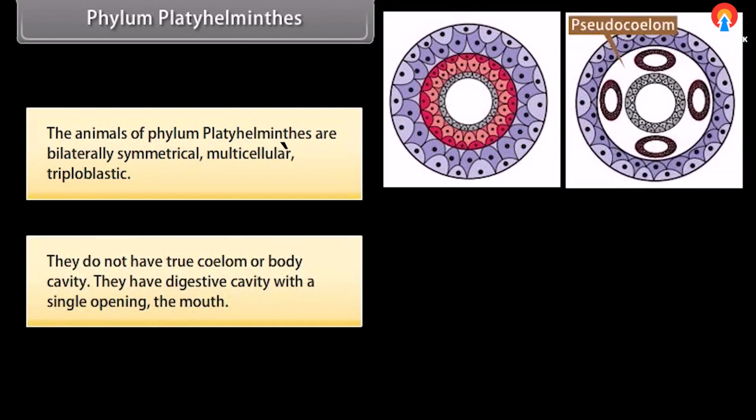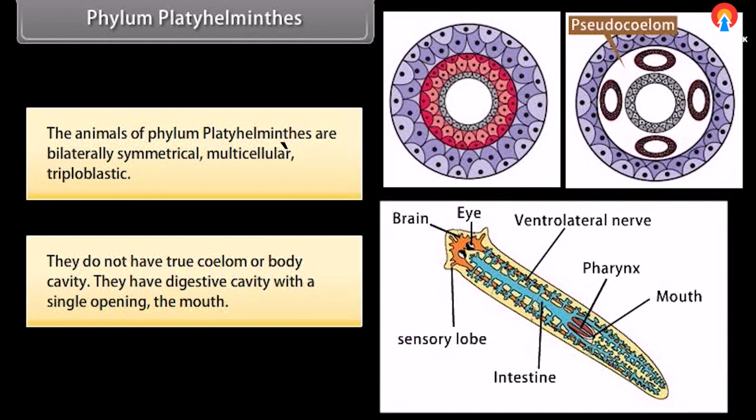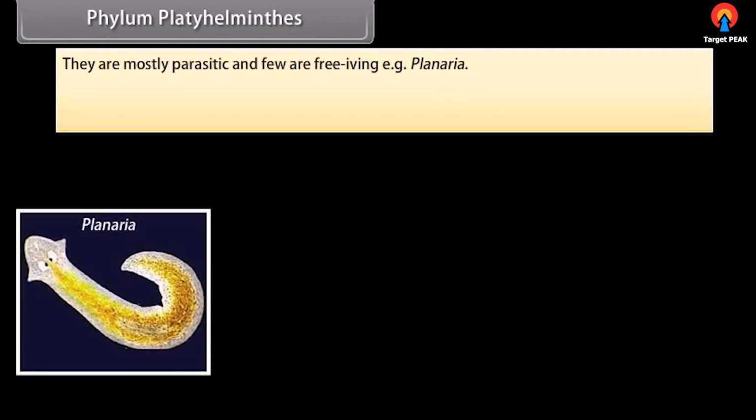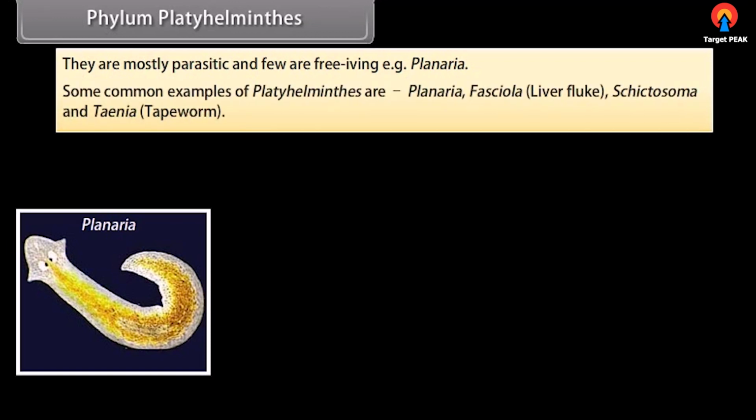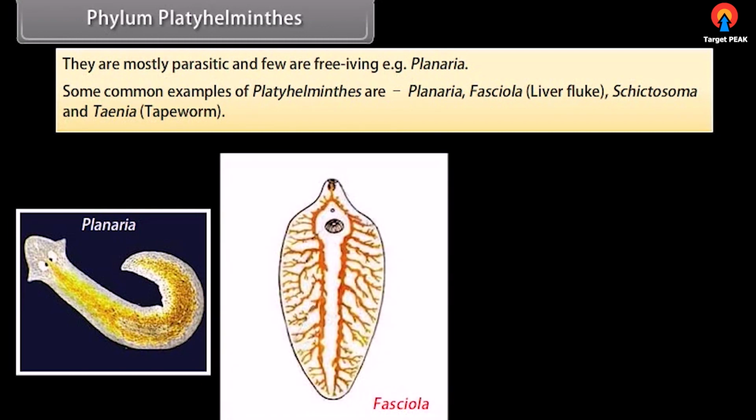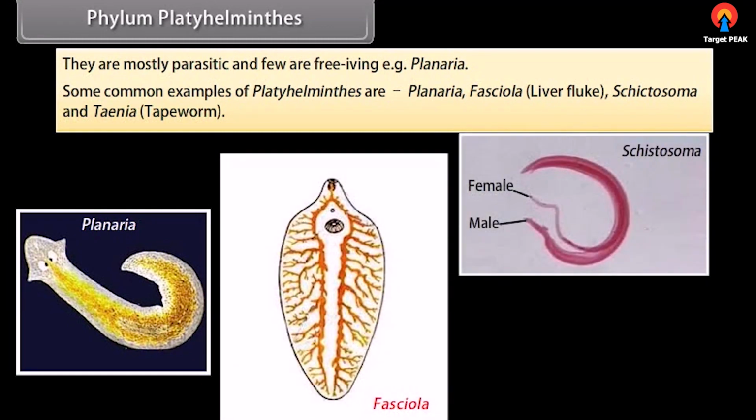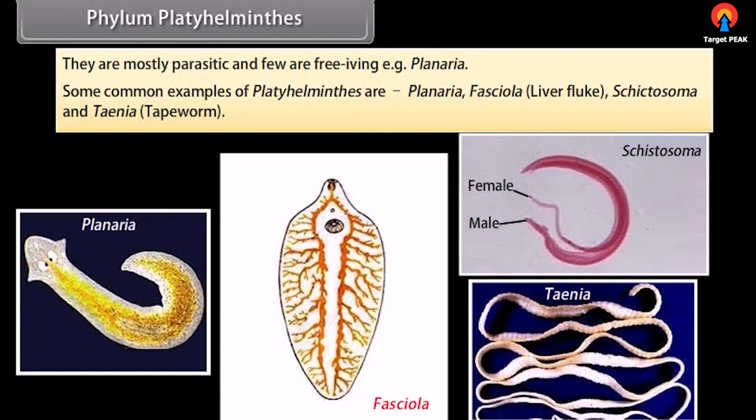They do not have a true coelom or body cavity. They have a digestive cavity with a single opening, the mouth. They are mostly parasitic and few are free-living, example, planaria. Some common examples of Platyhelminthes are planaria, Fasciola, liver fluke, Schistosoma, and Taenia, tapeworm.